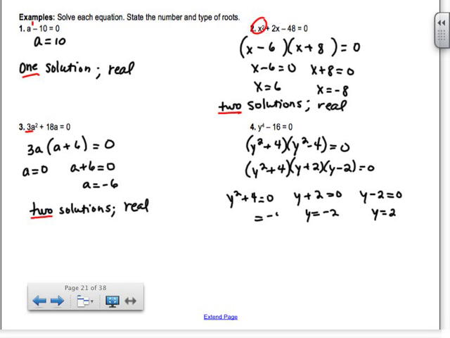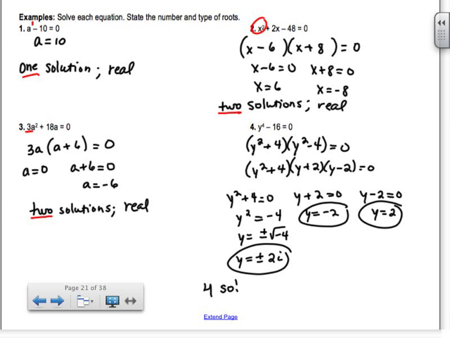And the first one, if I subtract the 4 over, I get y squared equals negative 4. Take the square root, you get y equals plus or minus the square root of negative 4. So how do we write the square root of negative 4? 2i, right? So y equals plus or minus 2i.